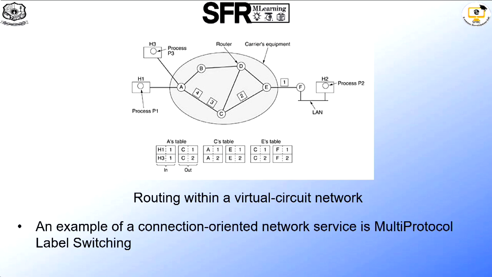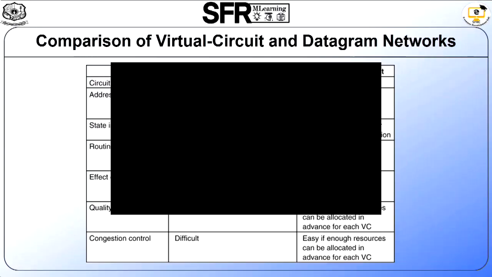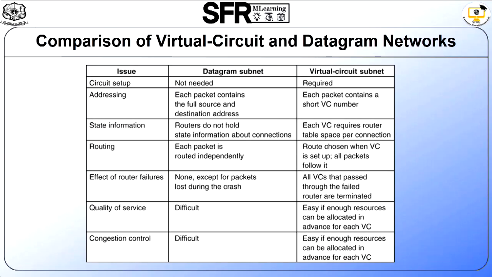H3 wants to establish a connection to H2 and it chooses connection identifier 1. This process is called label switching. A good example of a connection oriented network service is multi-protocol label switching. Here the major issues are listed.